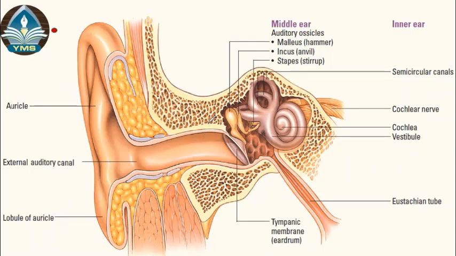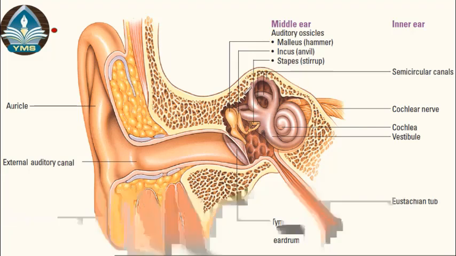In this video we are going to speak about auditory and balance receptors. These are found in the ear. So let's first look at the structure of the ear.